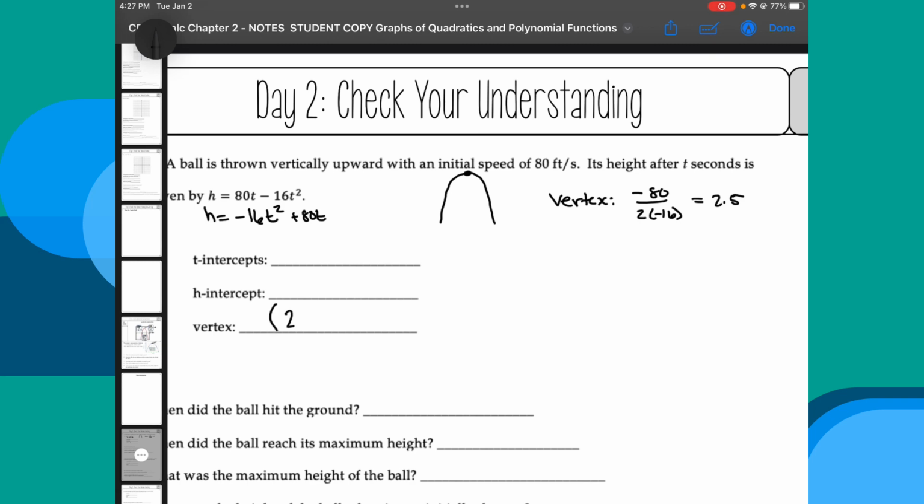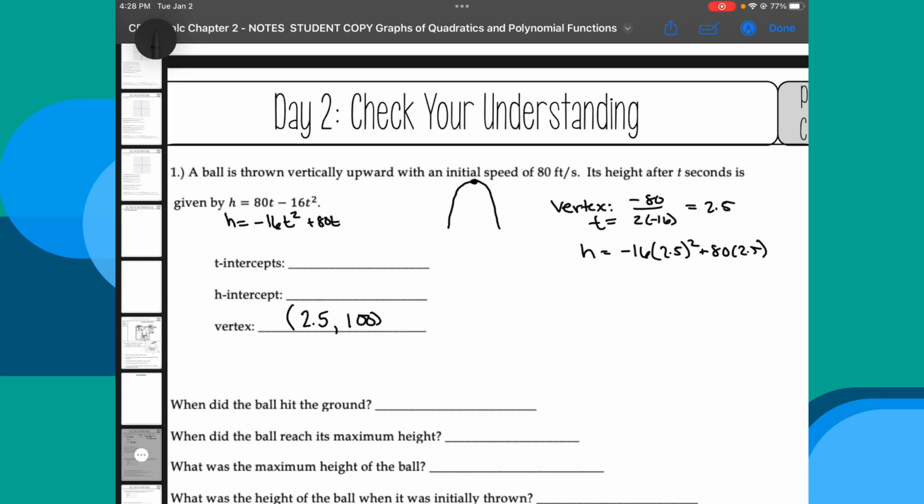So I know my t value, or the x value, is 2.5. To find the y value, or h, we're going to just plug that in. So we have negative 16 times 2.5 squared plus 80 times 2.5. We'll do a little calculation, and we get 100. So this point up here at the top of our graph, we can label as (2.5, 100).